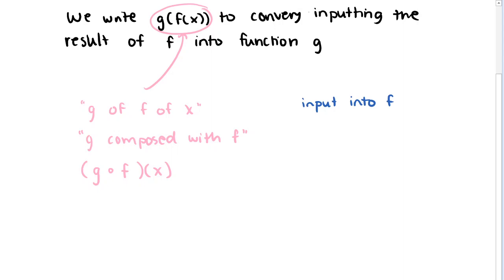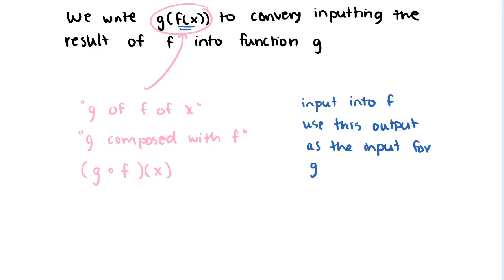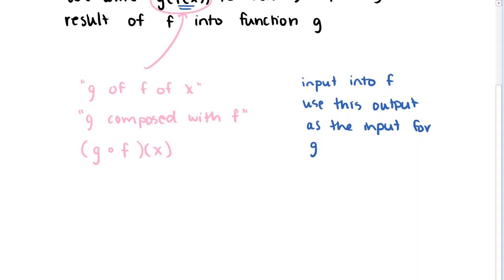So the main idea here is that this is describing input into f, and then use this output as the input for g. So we sort of work inside out, right? We deal with this interior f of x first and then input that result in this outer function g. Another thing I want to emphasize is that this composition symbol, this open circle, is not multiplication. It's not to be confused with multiplication. This means composition. This just means input of one function into another.